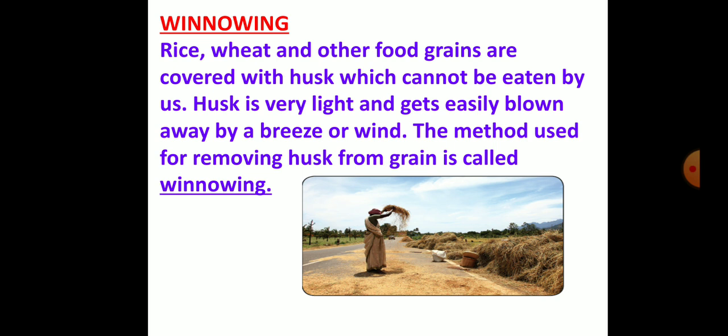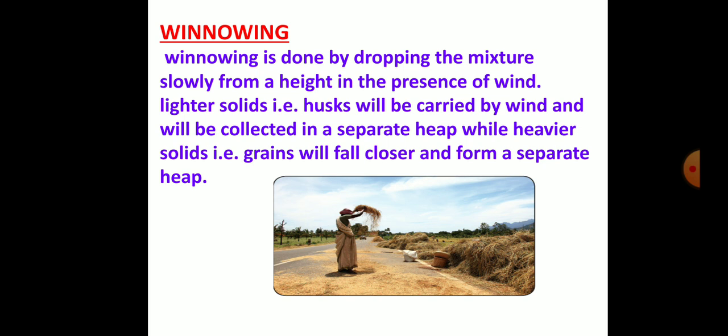Winnowing. Rice, wheat, and other food grains are covered with husk, which cannot be eaten by us. Husk is very light and gets easily blown away by a breeze or wind. The method used for removing husk from grain is called winnowing. Winnowing is done by dropping the mixture slowly from a height in the presence of wind. Lighter solids, that is, husk, will be carried by wind and will be collected in a separate heap, while heavier solids, that is, grains, will fall closer and form a separate heap.